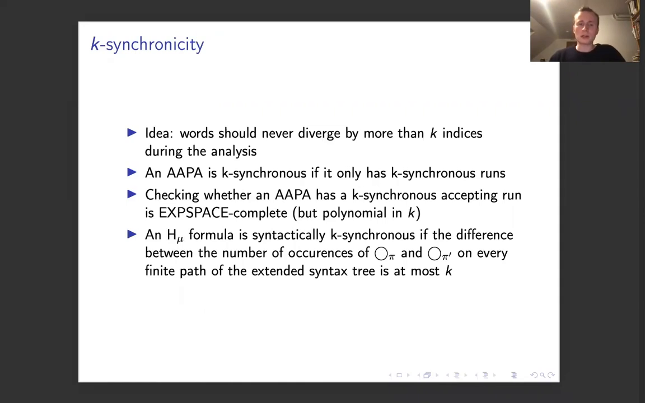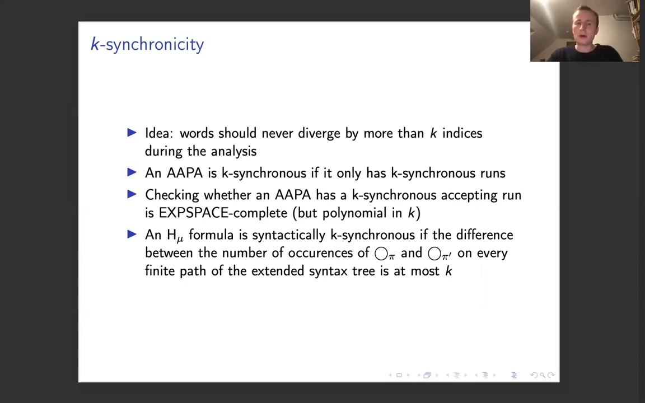In a nutshell, k-synchronicity says that words are allowed to diverge, but never by more than some fixed index k. So for example, when k equals 2, one word is allowed to be ahead 2 steps of the other, but not 3 or even more. And if we know that some AAPA has only k-synchronous runs, we know that its emptiness problem is decidable, and indeed we can check for every AAPA whether it has a k-synchronous accepting run in exponential space.